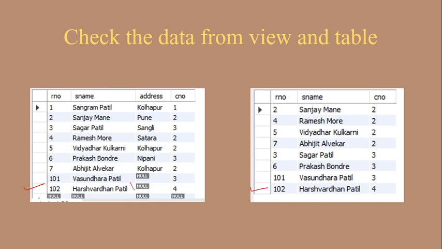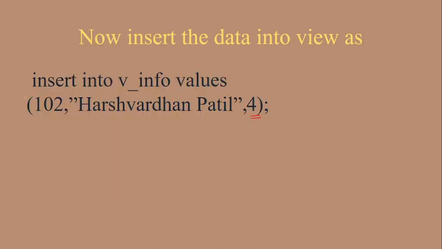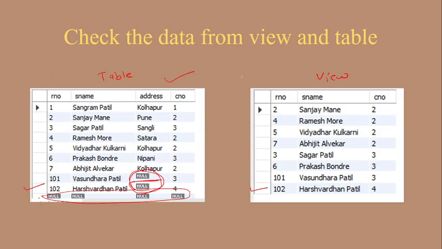Now in both, Vasundhara and Harshvardhan, the address is not mentioned because we have inserted both the records through the view. So this address is missing. Okay. So this data is from the table and this data is from the view. Here null is there, here also null is there in all fields. So that's why this is from the table. So the data which we have inserted now is showing in both the table as well as the view.